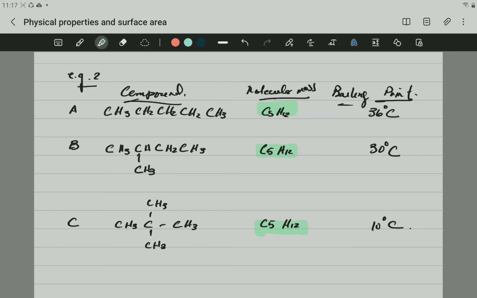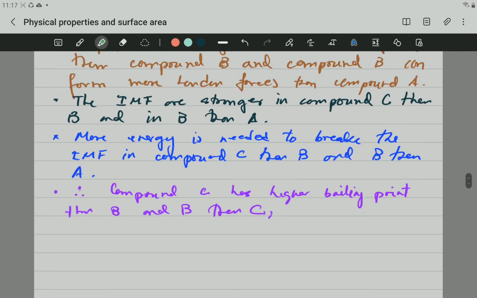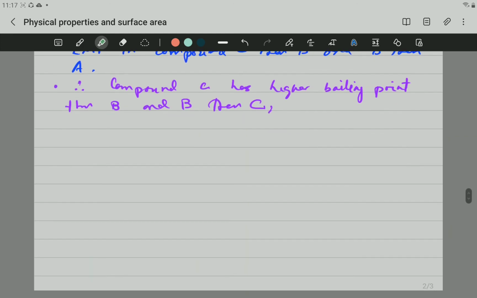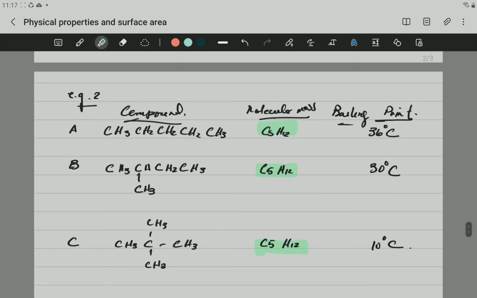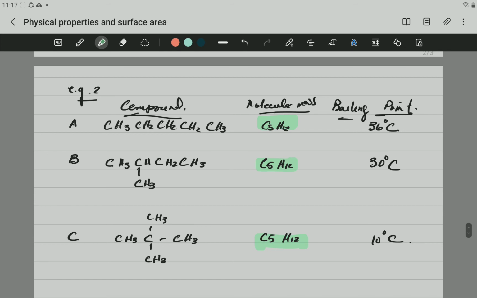The explanation is the same. We'll just have to change a few words here and there. I'm not going to write it, the video is going to be too long. You can try to do it. I'm going to write the answers right at the bottom, and then you can stop the video and compare. But very quickly, compound A has fewer branches than B, and B has fewer branches than C. Therefore, the surface area of compound A is greater than B, and B is greater than C, and the rest of the work is the same.